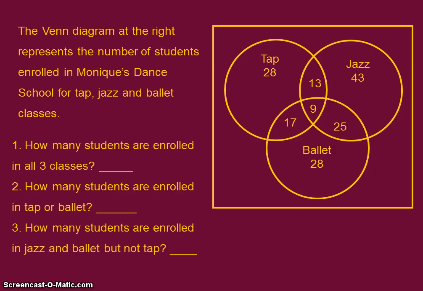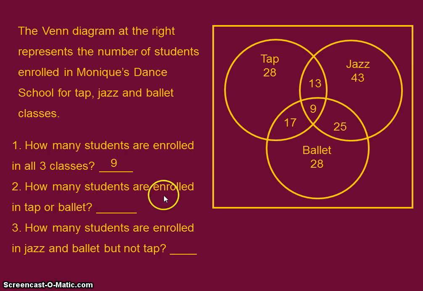The Venn diagram at the right represents the number of students enrolled in Monique's dance school for tap, jazz, and ballet classes. How many students are enrolled in all 3 classes? For them to be in all 3 classes, they have to be a member of all 3 circles. The only one that is in all 3 circles is the 9 right here. So our answer for number 1 would be 9.